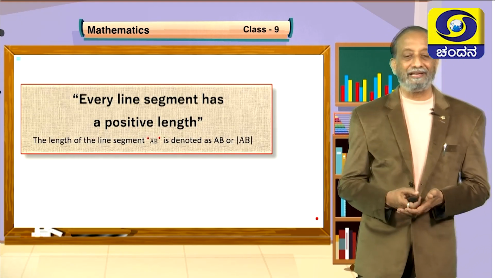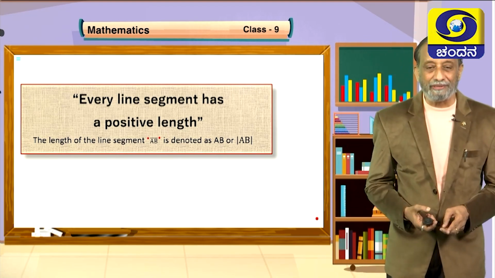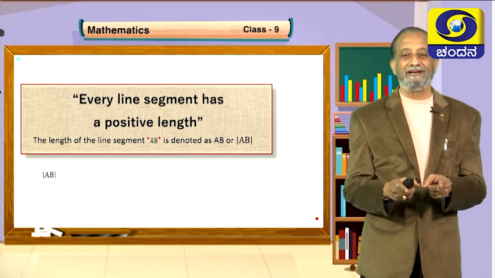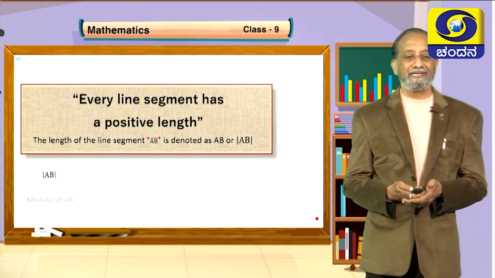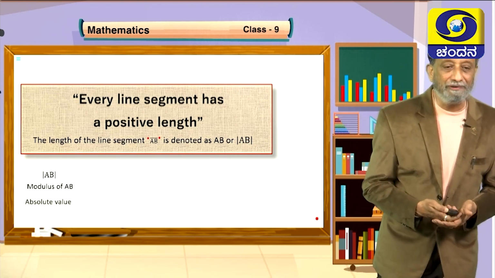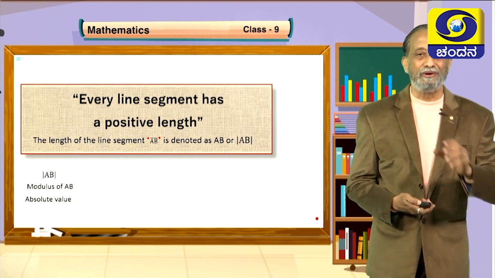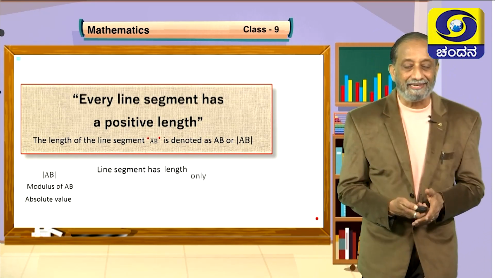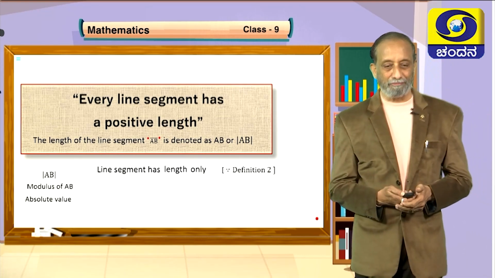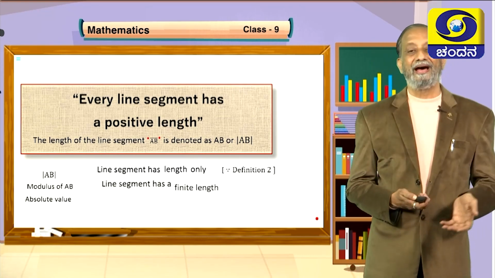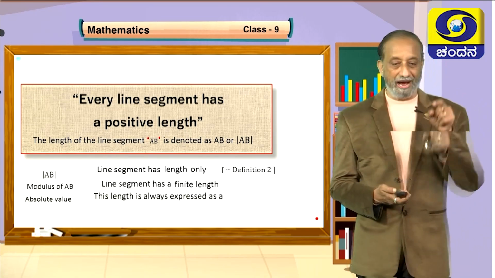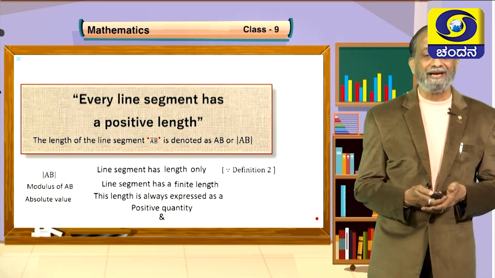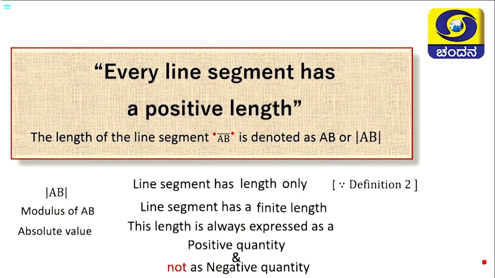length. The length of the line segment AB is denoted as AB or modulus of AB. So, the two vertical parallel lines should be read as modulus, and the meaning is modulus of AB means taking the absolute value without any sign attached to it. A line segment has a length only by definition number 2. So, a line segment has a finite length also we know, and this length is always expressed as a positive quantity and not as a negative quantity.